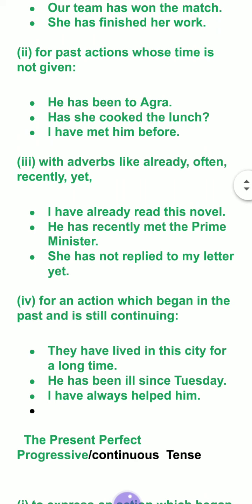Adverbs, we have 4 adverbs: already, often, recently, and yet. You will write at least 4 sentences from each one. Already, like: I have already read this novel. In place of this, you write down: I have already completed my homework. I have already submitted my homework. I have already played football. I have already taken my lunch. So this kind of sentence you write down there.